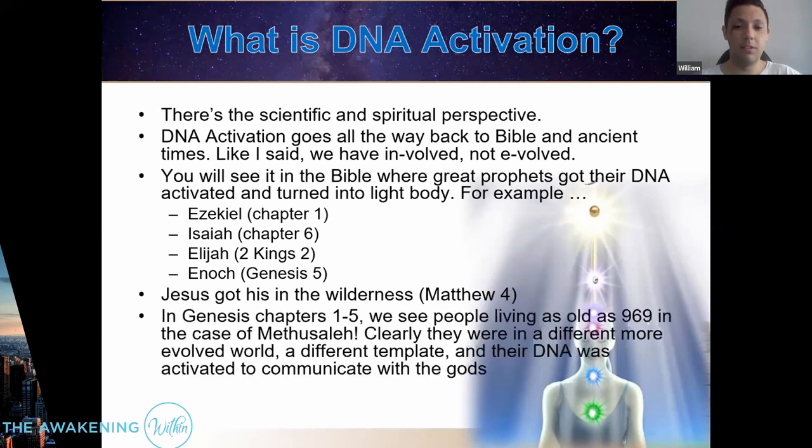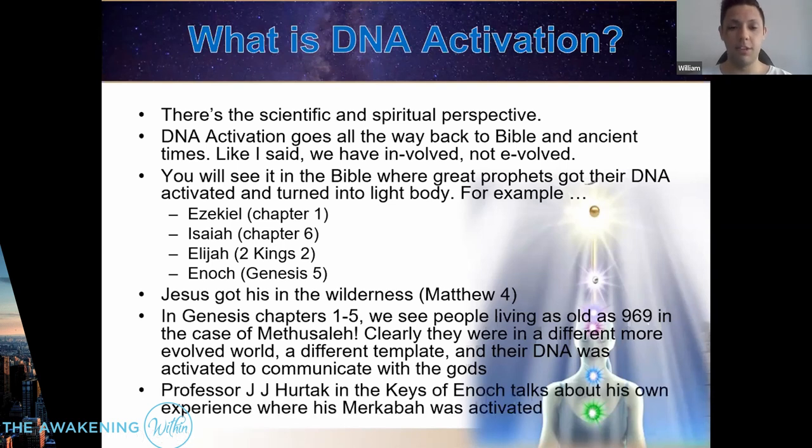And in Genesis chapters 1 to 5, we see people living as old as 969 in the case of Methuselah. So clearly they were in a different, more evolved world, a different template, and the DNA was activated to communicate with the gods. Because in these times, people were living hundreds of years without even trying, and it was normal for them. Whereas these days, it's a huge accomplishment for someone to reach 100. So that itself shows how much we have evolved, not evil. And Professor J.J. Hurtak, in The Keys of Enoch, talks about his own experience where his Merkaba was activated, so he got it himself.